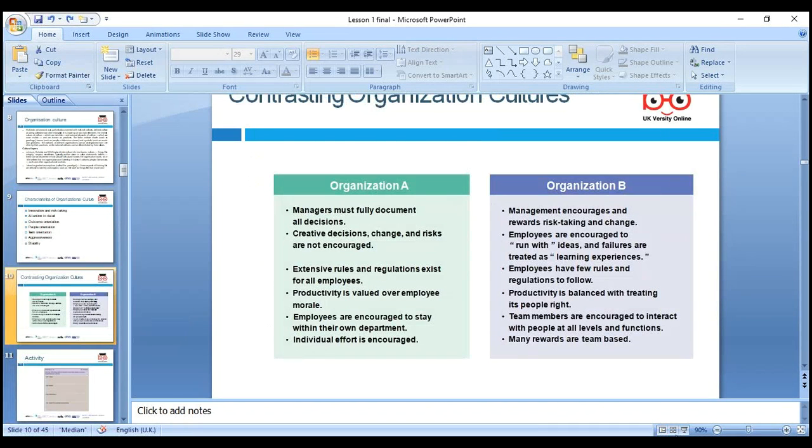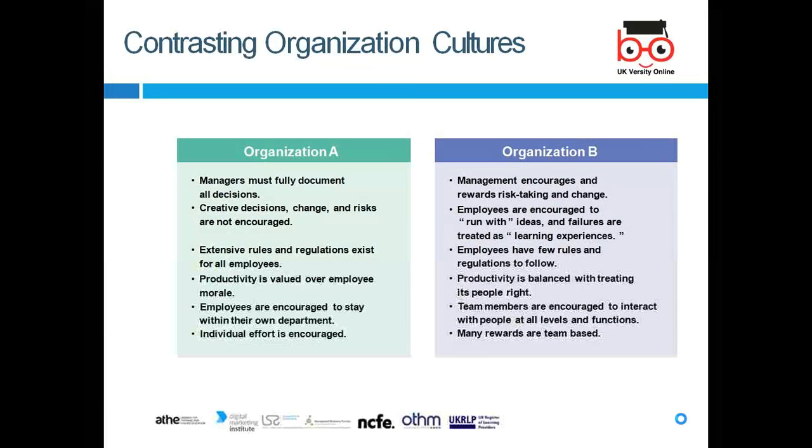So we'll go through here. Suppose we have two organizations. Organization A has fully documented decisions. Creative decisions, change and risk are not encouraged. There are a lot of rules and regulations. Productivity is valued, and employee morale is not a concern. We don't bother whether you're happy with the work or not. But if we consider the welfare of employees, ultimately that affects the quality of the product.